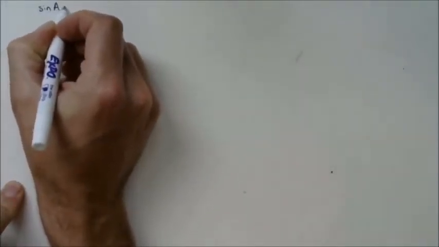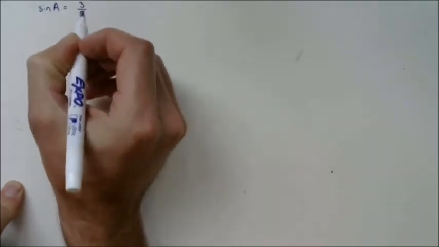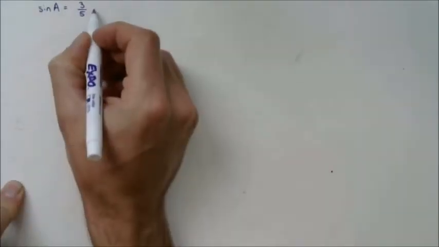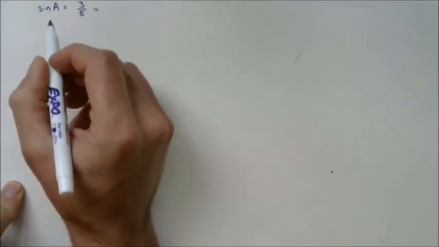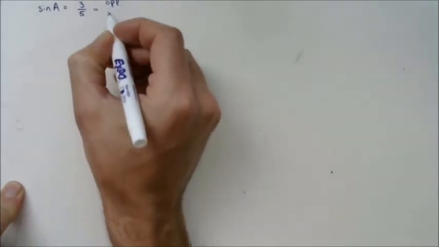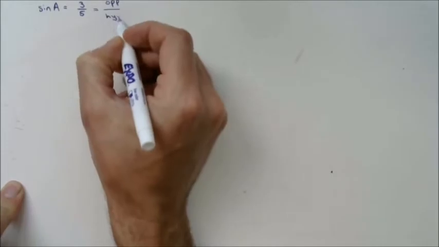All right, in example 1, we're going to find the primary trigonometric ratios, sine, cosine, tangent, for any size triangle in any size circle. We're given that the sine of A is 3 over 5. Well, I know that the sine of any angle is opposite over hypotenuse.